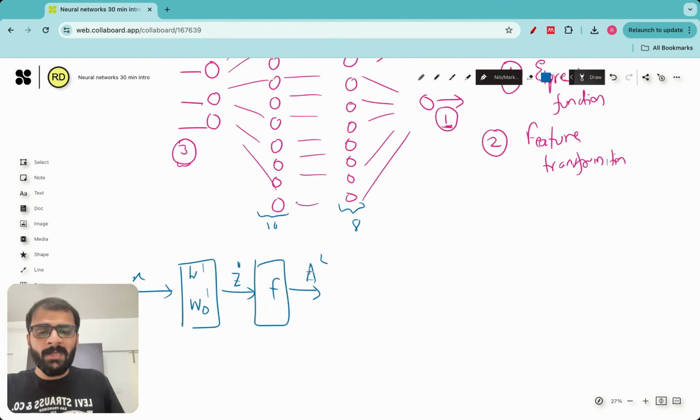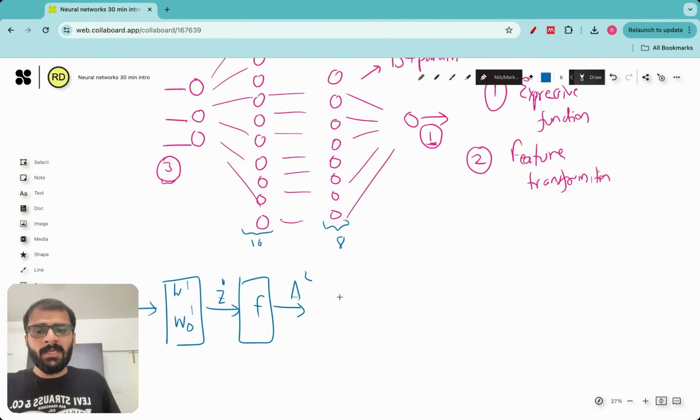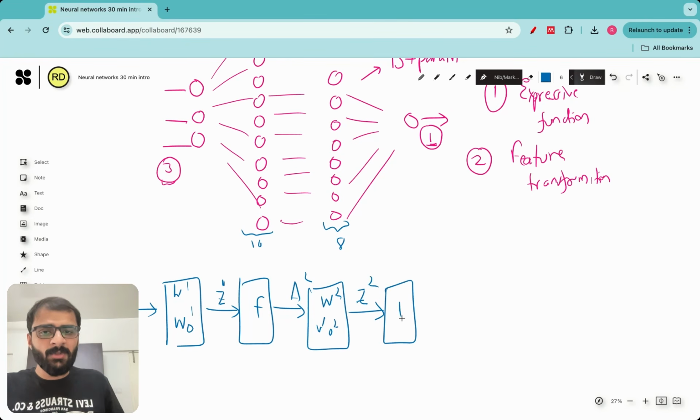So this will be an output which will be passed on to this layer, this layer. Then it will be passed on to the second layer. So the weights will be w2, w02. Then the output will be z2. Then there will be this activation function f here again. Then the output would be a2.